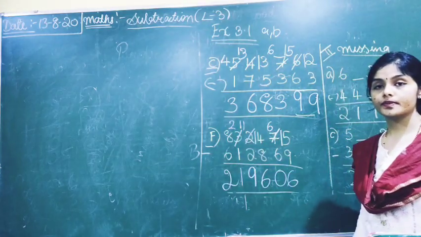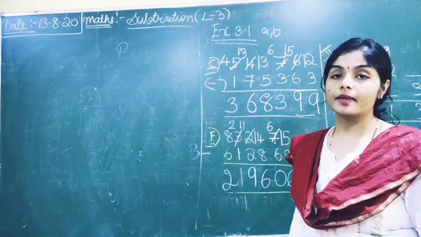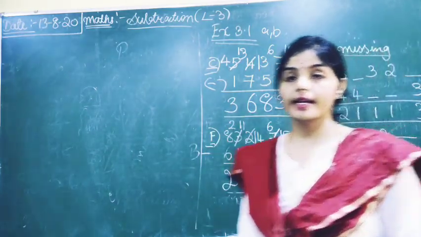Got it? I have worked out F and C. You should work out the rest of the sums. I will check in the interactive session. Got it, children?